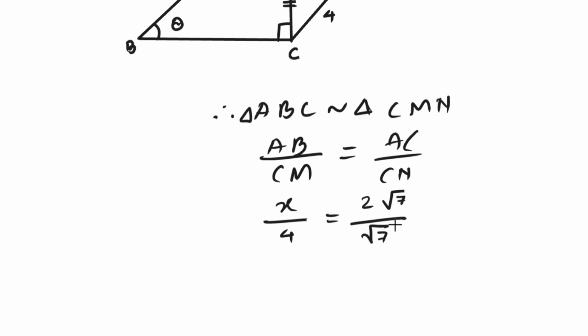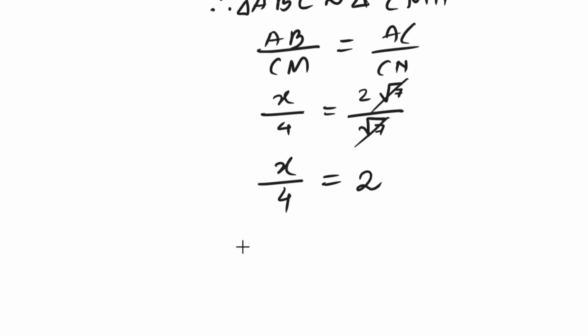Notice what happens here. The square root of 7 appears in both the numerator and the denominator, so they cancel out, leaving us with x divided by 4 equals 2. Finally, multiply both sides by 4 to isolate x. This gives x equals 4 multiplied by 2, which is 8. Therefore, the value of x is 8.